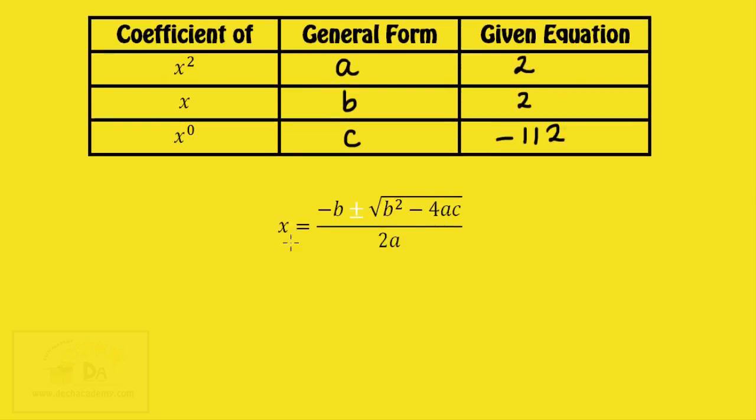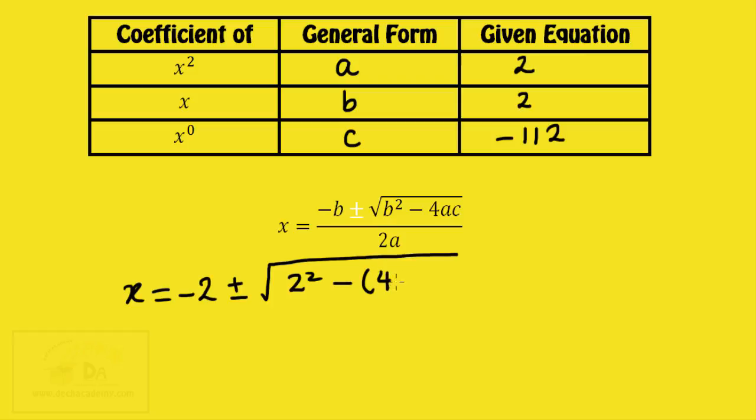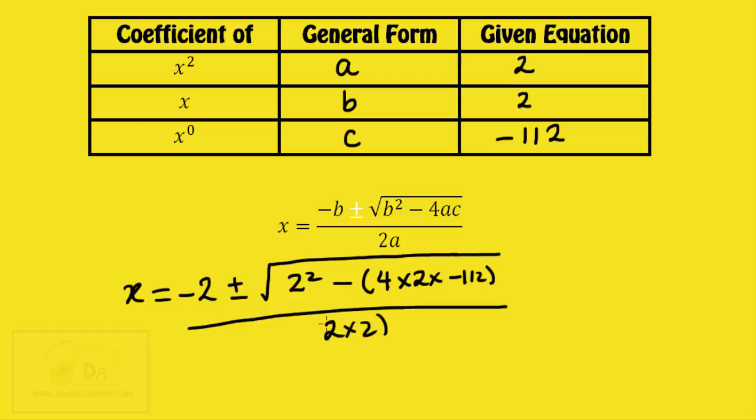So let's do that. I'm just going to replace b with 2, replace a with 2, and replace c with minus 112, and that gives x is equal to minus b, where minus b is now going to be minus 2, plus or minus the square root of b squared, so that's 2 squared, minus 4 times a, which is 2, times c, minus 112, all divided by 2a, so all divided by 2 times 2.